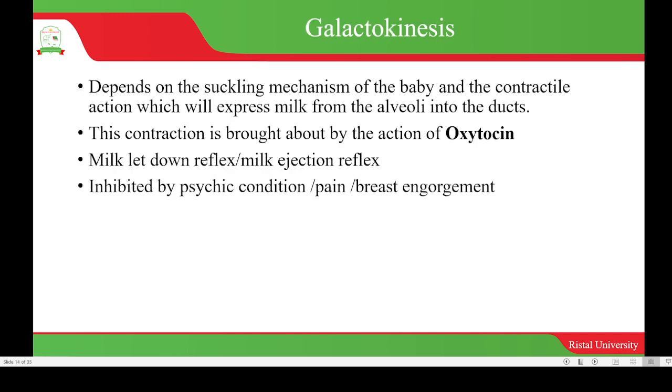Galactokinesis. This basically depends on the suckling mechanism of the baby and the contractile action which will express milk from the alveoli into the ducts. And this contraction is brought about by the action of oxytocin. The milk letdown reflex, or the milk ejection reflex. And this process is also inhibited by the psychic condition, pain, and also breast engorgement.